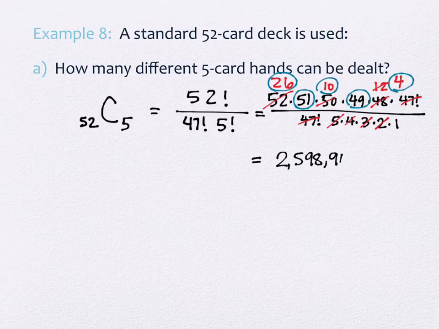2,598,960. That would be it. That is a large number, right? 2 million, about 2,600,000. So this is the number of hands of cards.